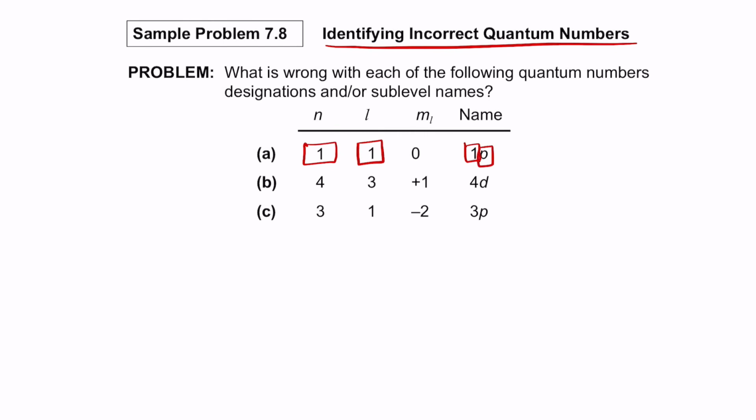Now we know that m here... Notice the problem here is that when n is 1, L is 0 to n minus 1, which means 0 to 1 minus 1, so it should be 0. This is the part that is wrong. It shouldn't be 1, it should be 0. So like this, try to find whether the values are correct or not. Try to predict which one of the values given here is wrong. Pause the video right here and try to solve this problem.